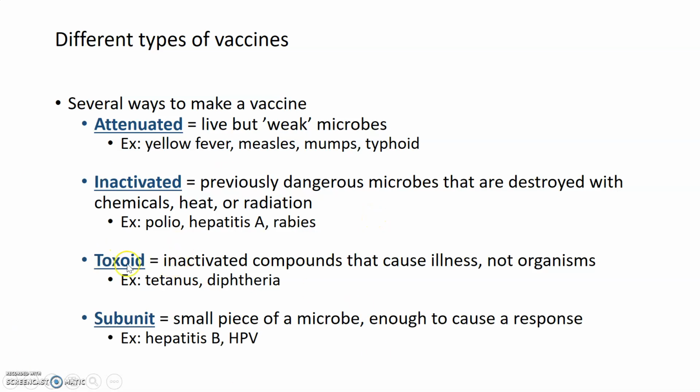And two other types of vaccines are what's known as toxoid vaccines, which contain inactivated compounds that would normally cause illness. Toxoid vaccines are actually vaccines against bacterial diseases. So the tetanus toxin and diphtheria toxin are two very harmful exotoxins produced by these bacteria. Toxoid vaccines contain inactivated versions of these to sort of prime the immune system to know how to deal with these exotoxins if they do come into contact with them at a later time.